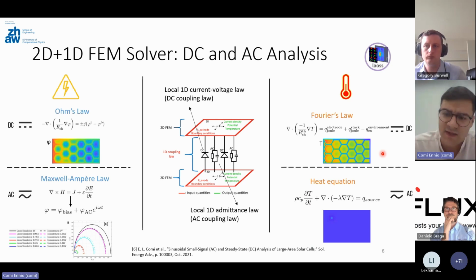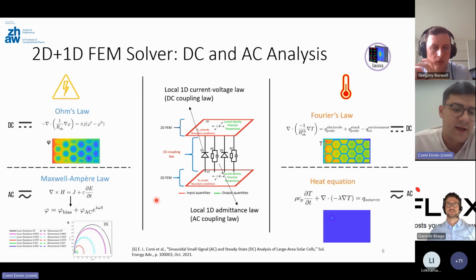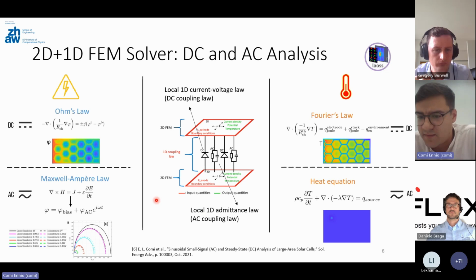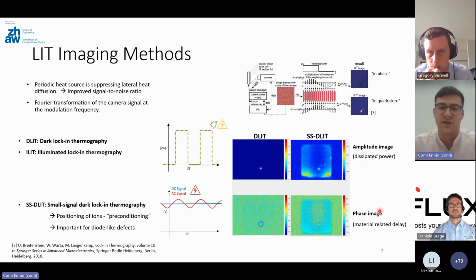LAWs also has an AC mode. Here for the electrical part, this could help to study the influence that large areas or shunts can have on impedance spectroscopy data. But more interesting maybe for today is the thermal AC mode of LAWs. Here we can look at the influence that the small signal perturbation around the bias potential has on the temperature of the device. And that brings me to the next topic, lock-in thermography imaging methods.